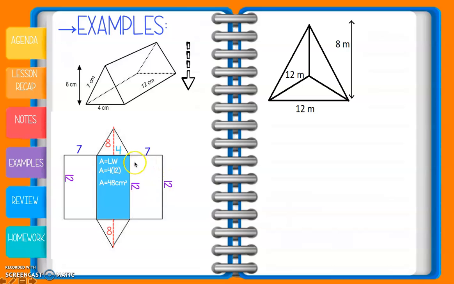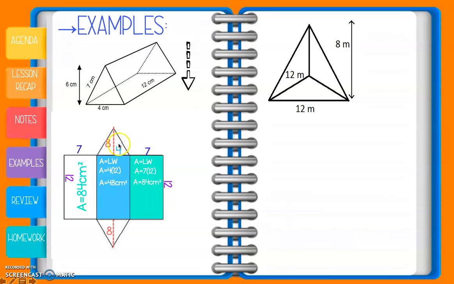Okay, let's take a look at our sides. Again, we're going to use area equals length times width because it's a rectangle. We have a 7 times 12. So the area of this piece is 84 centimeters squared. Now, this side over here is also a 7 by 12, so it is also 84 centimeters squared. I don't have to show any work. I did that right here.